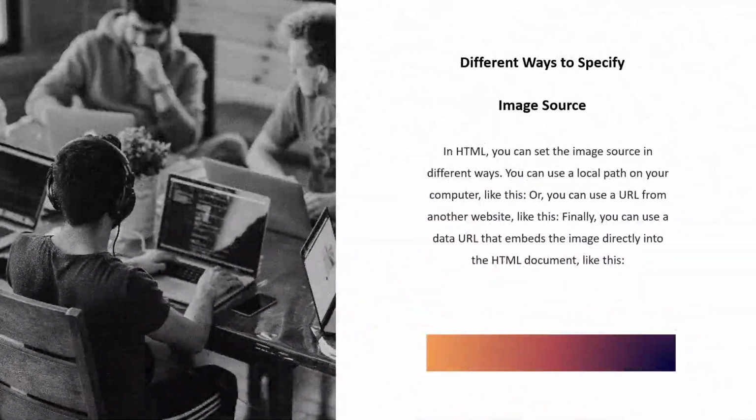To specify the image source in HTML, we can specify the image source in the src attribute in different ways depending on where the image is located. Now, here are some common methods. First is relative path. If the image is located within the same directory or in a subdirectory of our HTML file, we can use a relative path. For example, we can specify in src like images/example.jpg.